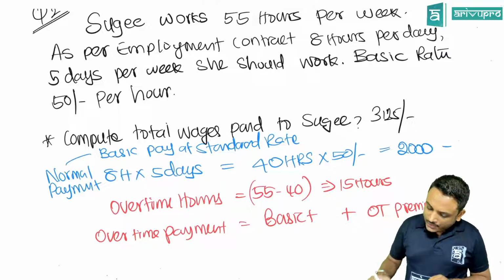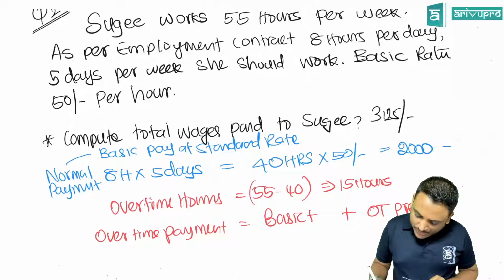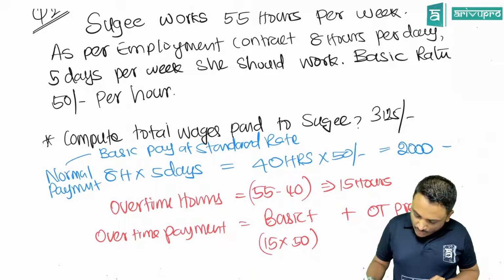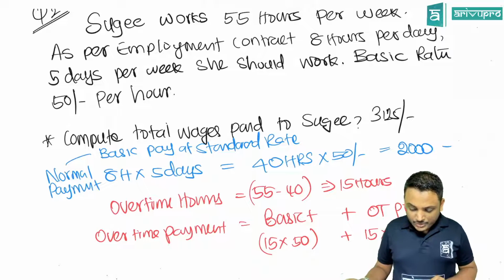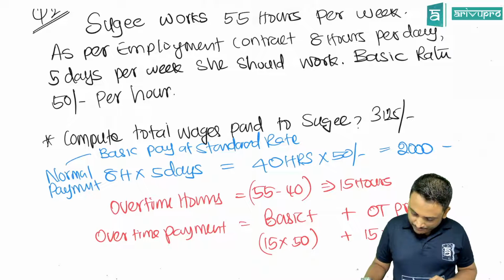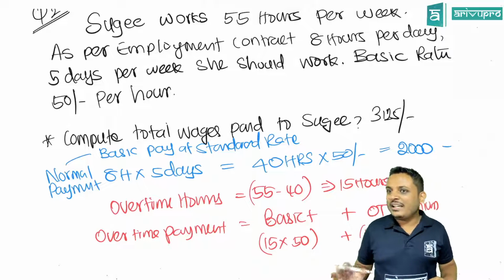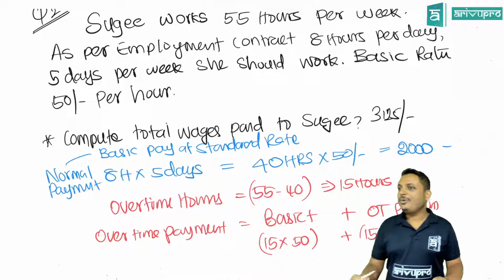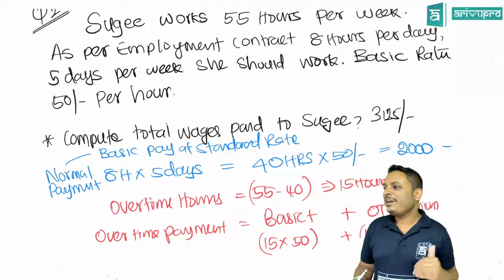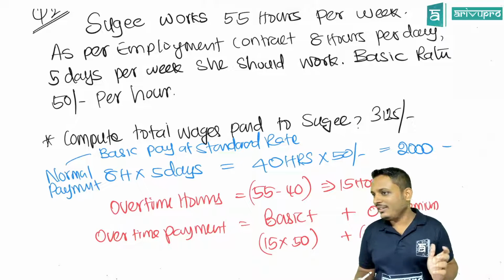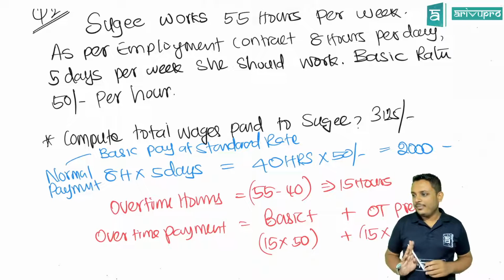So if I take the basic, how much? 15 multiplied by 50. Premium, 15 multiplied by 20, how much? 25. They didn't mention anything, so we take 1.5. Some questions they might say 1.7 times, some questions they might say 1.3 times. I'll tell you the rationale.